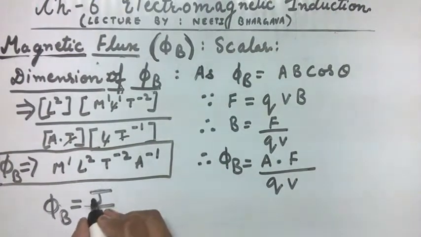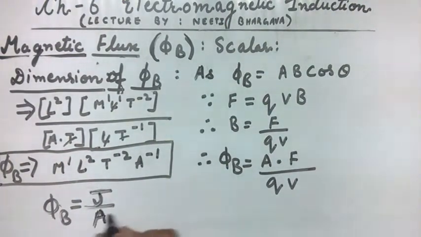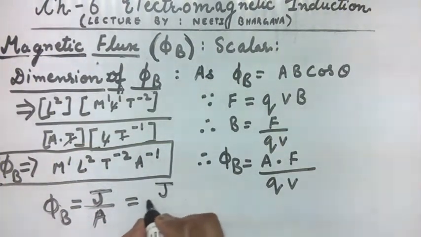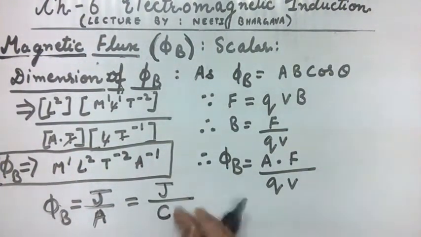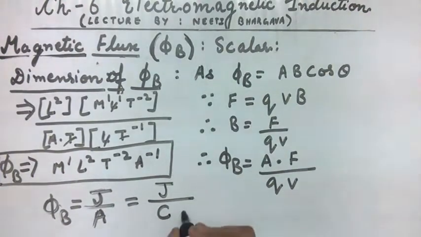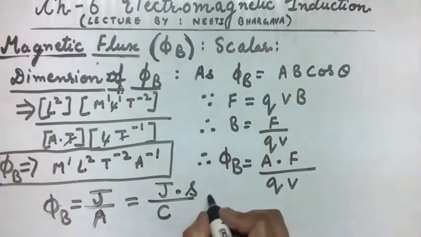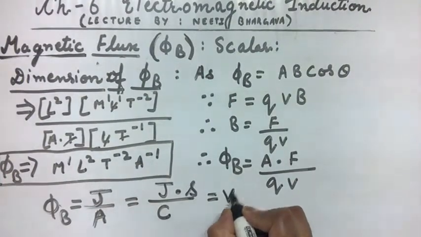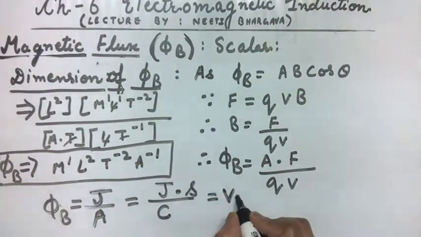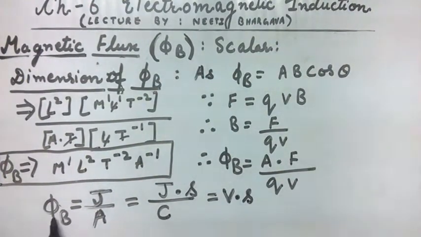or ampere in terms of charge and time can be written as joule per coulomb per second, that is joule second, and we have studied that joule per coulomb is potential, that is volt into second. Therefore, unit of magnetic flux is also volt second.